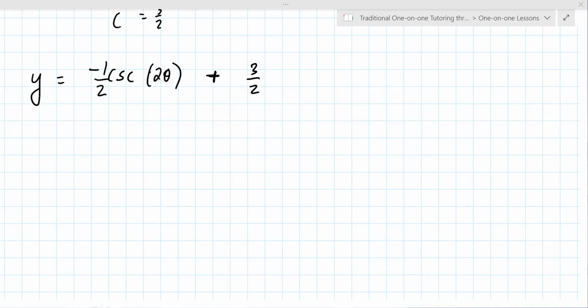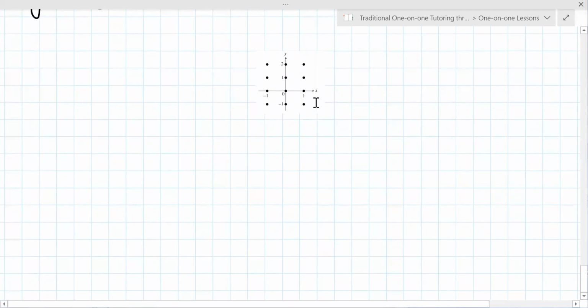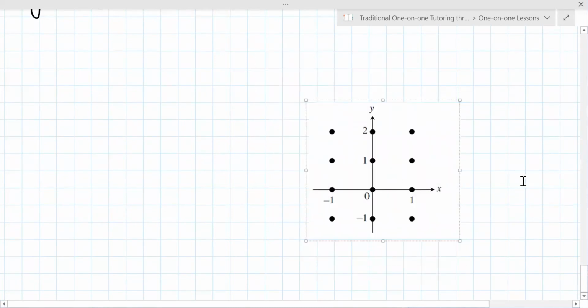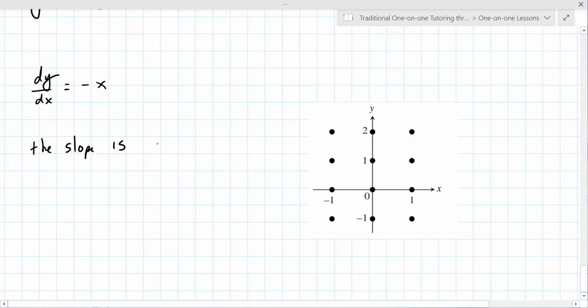So there are a couple of different problem types that you might see for slope fields. The first one is where they give you a differential equation, and then they ask you to create the slope field. So let's just say dy/dx equals -x. This is a differential equation on the left here, but the way you would read it is the slope is minus x.